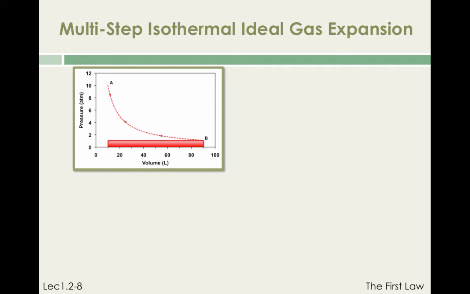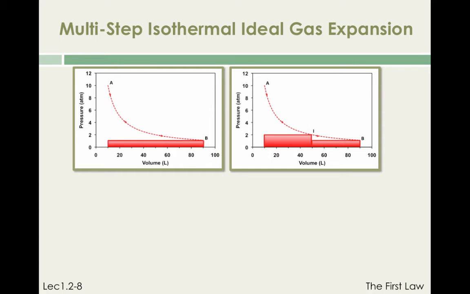Let us compare the one-step isothermal expansion we discussed in the preceding slide to an isothermal expansion carried out in 2 steps between the same initial state A and the same final state B. In the first step, we expand the gas by removing a fraction of the mass m such that the gas reaches an intermediate equilibrium state I, where its volume V sub I equals 50 liters. In the second step, we remove the remainder of the mass m and the gas expands from state I to state B, where the volume V sub B is again 90 liters.